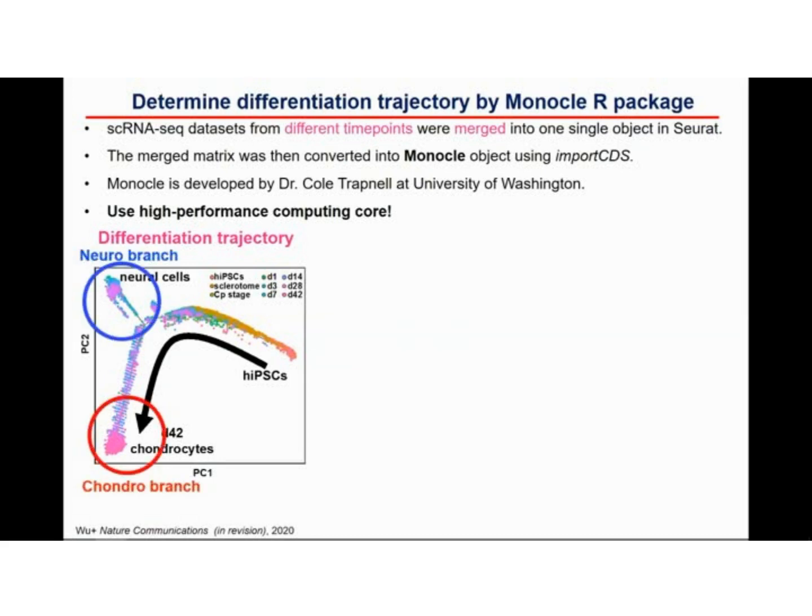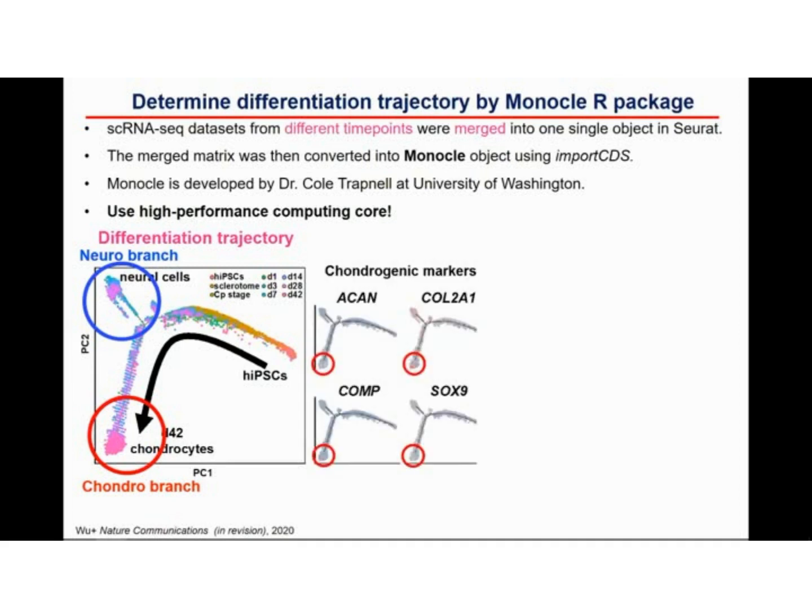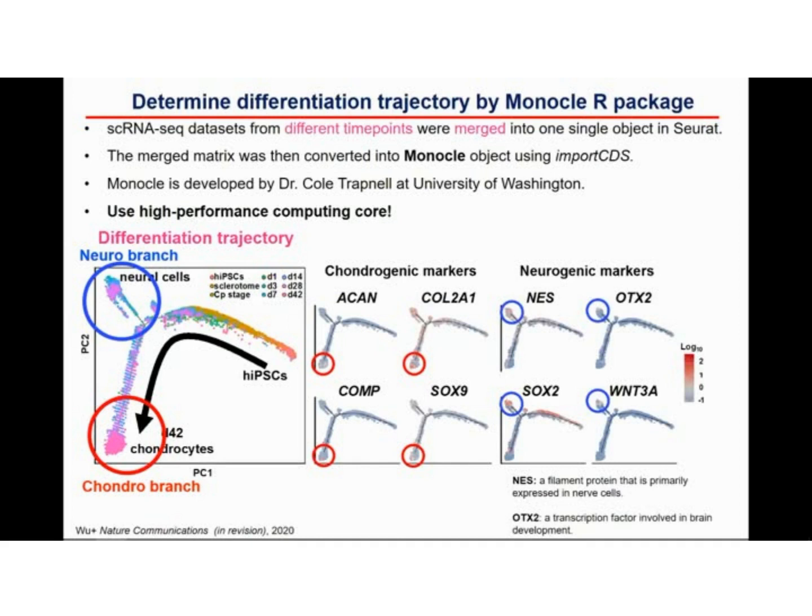One interesting function Monocle provides is that you are able to perform dynamic gene expression. If we look at chondrogenic markers, you can see these markers are enriched in our chondro branch, including aggrecan, COL2 and SOX9. When we look at the neurogenic markers such as nestin, OTX2, and Wnt3A, they are enriched in our neurogenic branch.